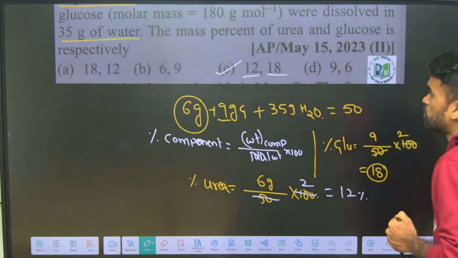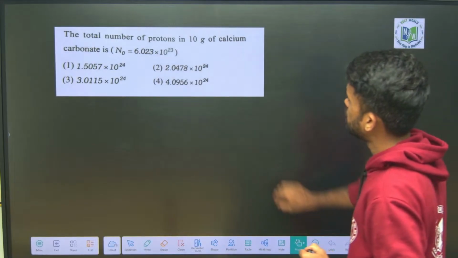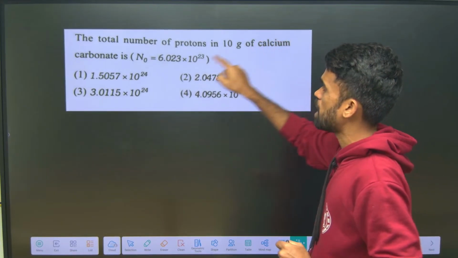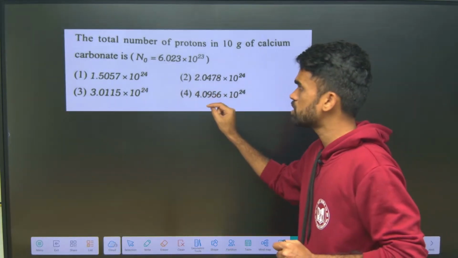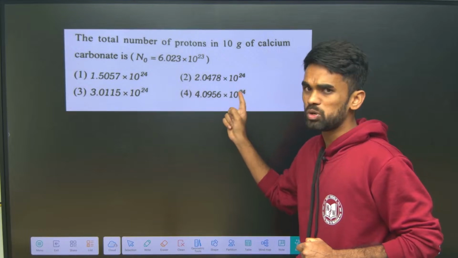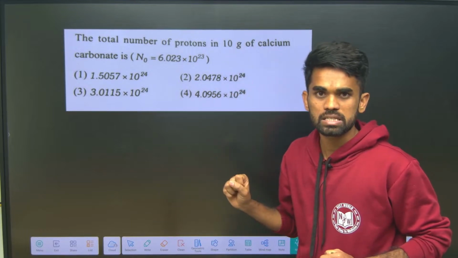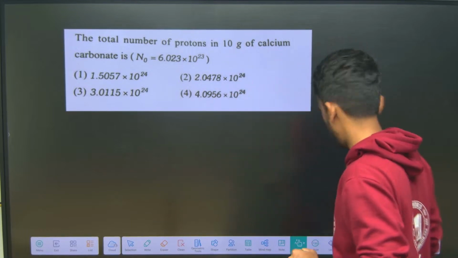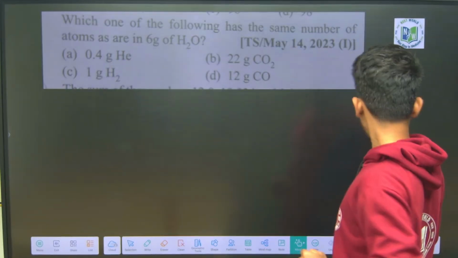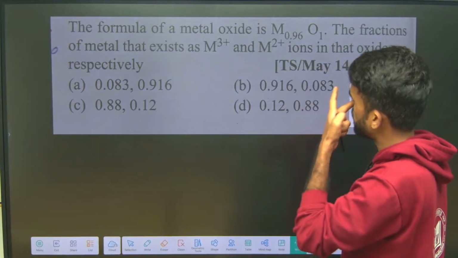Let us move forward with a few more questions. See here, the total number of protons in 10 grams of calcium carbonate. Okay, I have solved this question in the previous session itself. You can try this. If you are unable to solve, you can watch the previous session video. Okay, right. Look at this question. Done this.